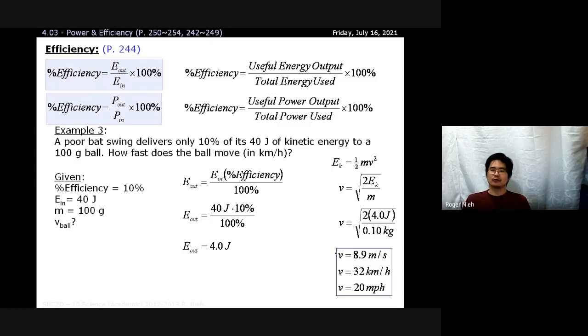MPH, miles per hour, if you wanted to know. In sports, balls are always measured in miles per hour, pitch balls. Why do we use EK? Because that's the formula. EK is equal to 1/2 mv squared. And remember, the energy out is attributed as the kinetic energy. We originally started off with 40 joules of energy. It was only 10% efficient, so only 4 joules was then delivered to the ball.